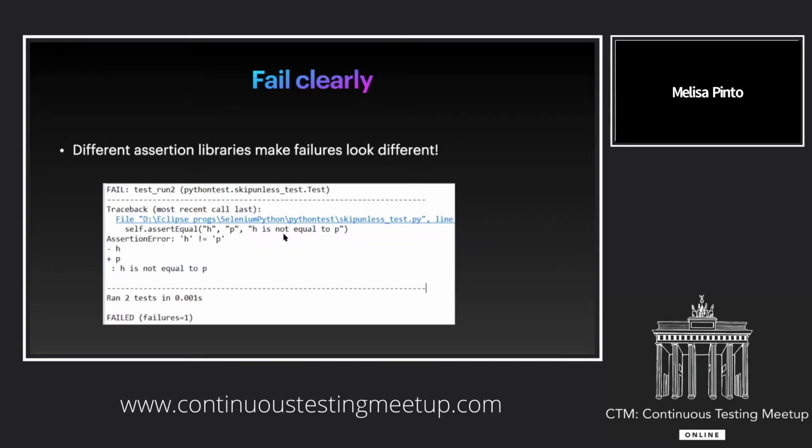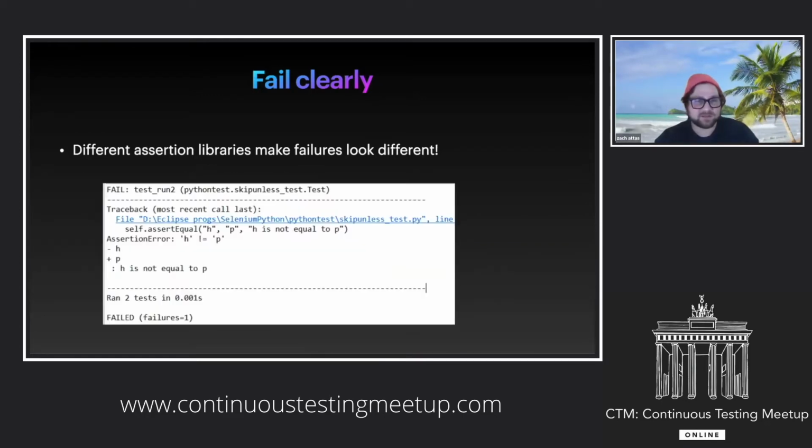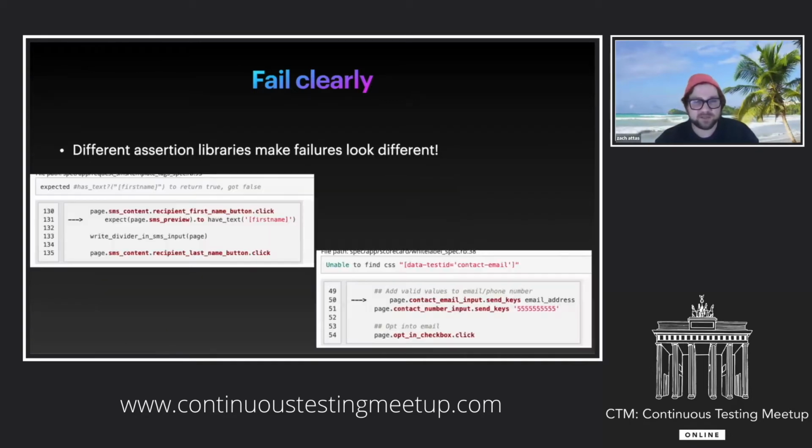So in this case, I'm just giving you some examples of different assertion libraries. This is PyTest. PyTest is pretty cool because you can provide a third argument in your assertion that tells it what error message you want it to say, which is a pretty cool thing. A lot of assertion libraries have additional arguments where you can give specific error messages.